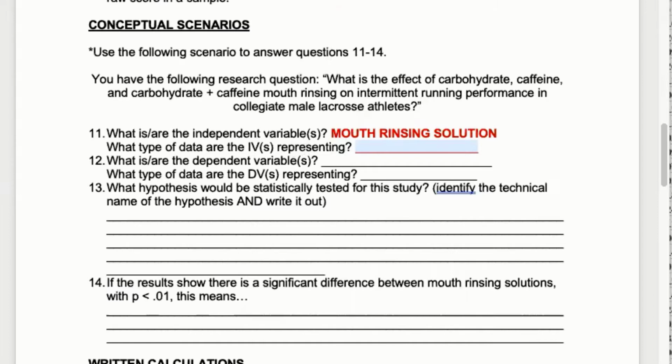Yeah, I love it when this happens. It is nominal data. Hopefully all those practice problems paid off, you guys. Okay, so it is nominal data because it is a category. We're sorting our sample into carb, caffeine, and or carb and caffeine. So it is a categorical variable.